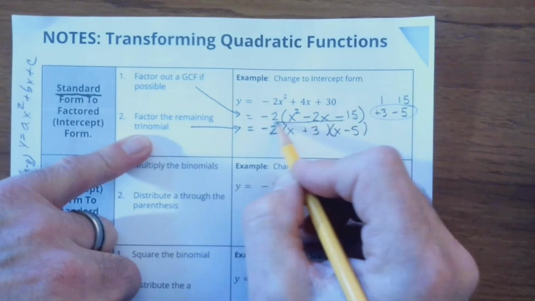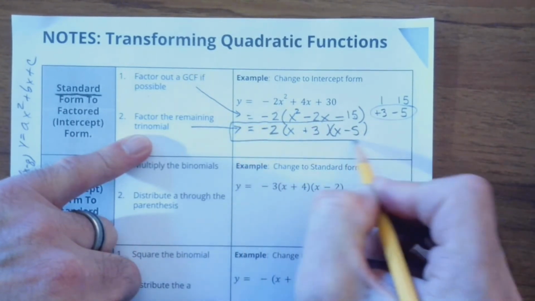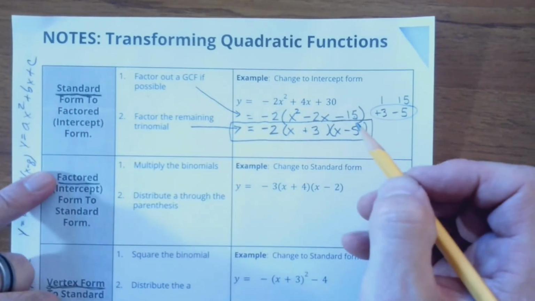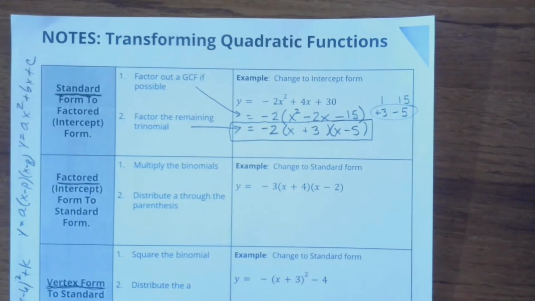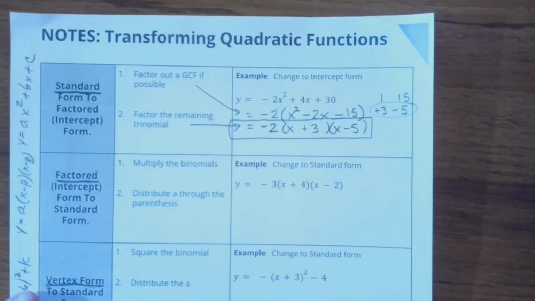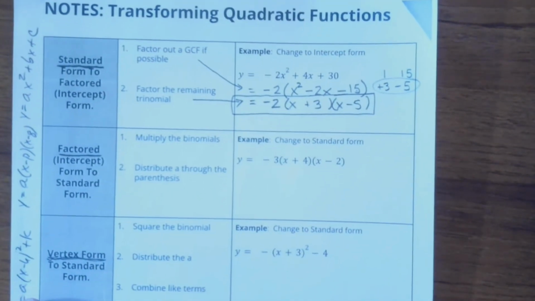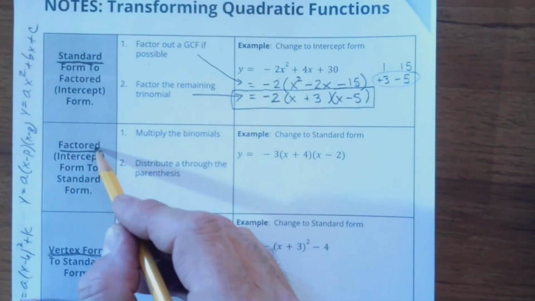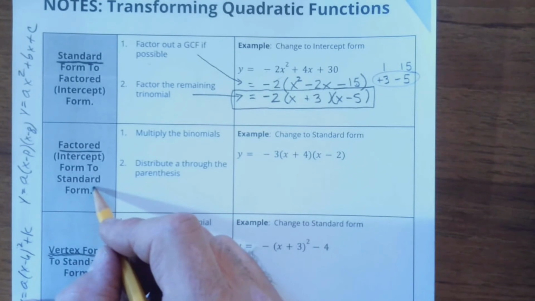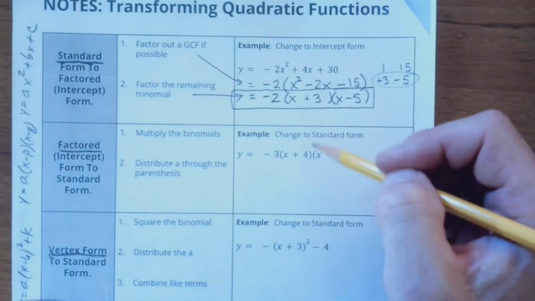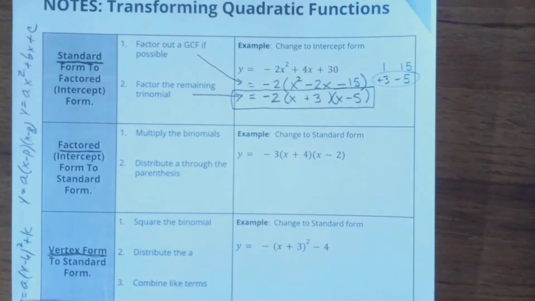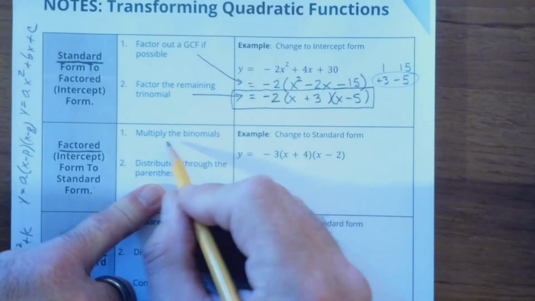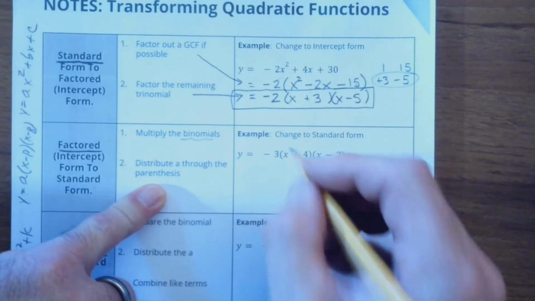And so now we have successfully transformed from standard into factored. Okay? Now, let's do the next idea, which is going from factored form to standard form. So we're basically doing what we did up above backwards. So here's what we're going to do. We're going to start by multiplying the binomials.